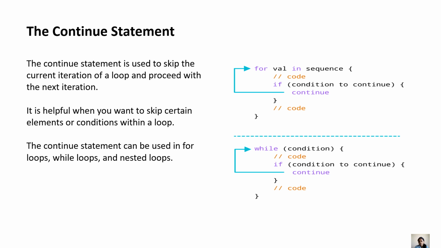So here we can see the example for the continue statement. For value 1 in the for condition we are using the continue statement. For value 1 in the sequence we are using the if as a condition to continue. So we are using the continue statement to skip to the next iteration of the loop. And in the while loop we are using the condition statement to skip within the while loop.